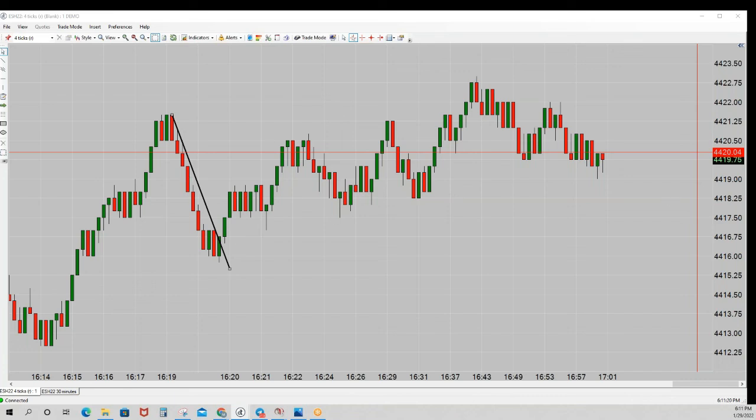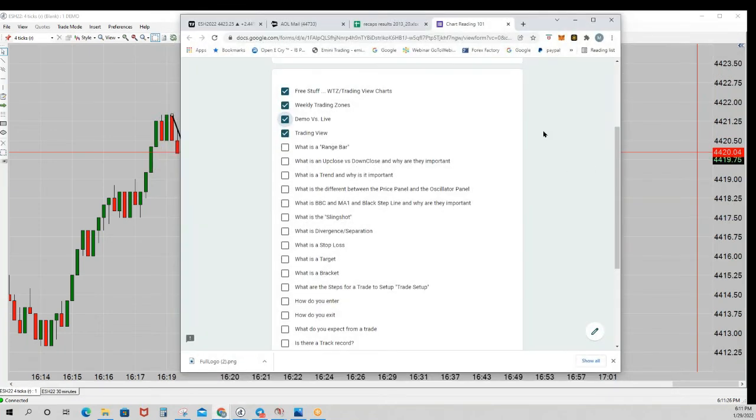Okay. And then again, any questions that anybody has in the meantime, while I'm in the middle of walking through charts, I'd be happy to go over it. All right, so I just said, what is a range bar? An up close is when it closes at the top, a down close is when it closes at the bottom.